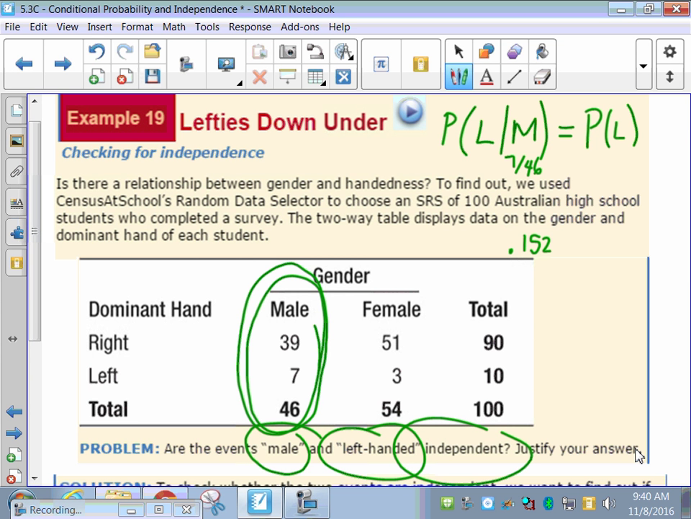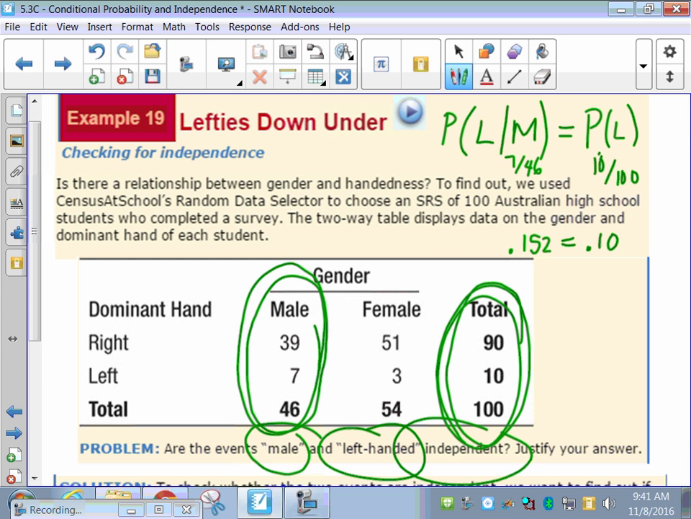And then we've got probability of just being left-handed. So we're going to compare that to just being left-handed. So that means I'm going to look at the total over here. I have 90 who are right-handed, 10 who are left-handed, and 100 total. So the probability of being left-handed is 10 out of 100. We get 0.10.